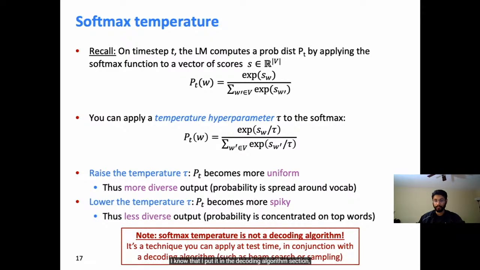I know that I put it in the decoding algorithm section. That was just because it's a simple thing that you can do at test time to change how decoding happens, right? You don't need to train with the softmax temperature. So it's not a decoding algorithm itself. It's a technique that you can apply at test time in conjunction with a decoding algorithm. So for example, if you're doing beam search or you're doing some kind of sampling, then you can also apply a softmax temperature to change this kind of risky versus safe trade-off.